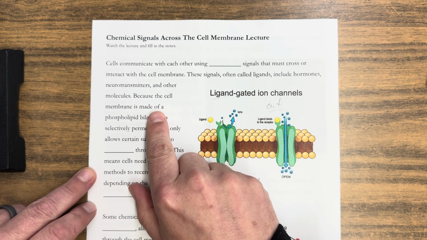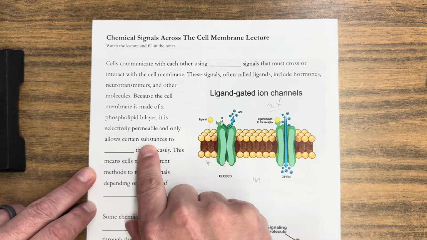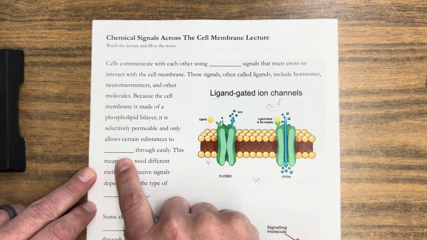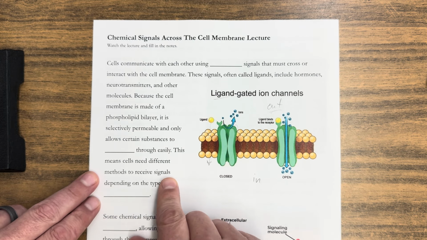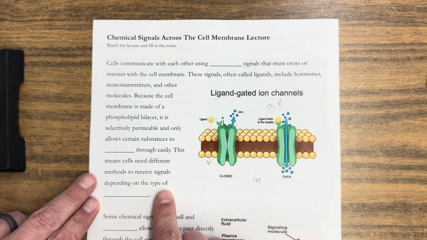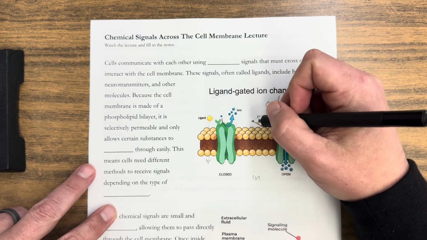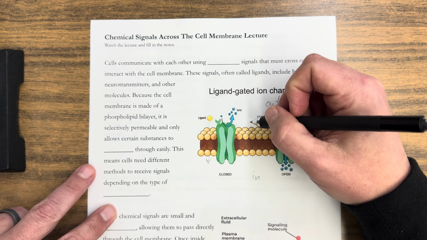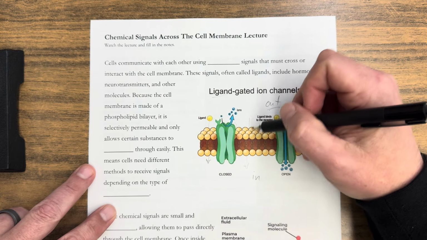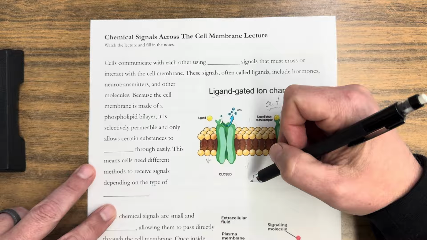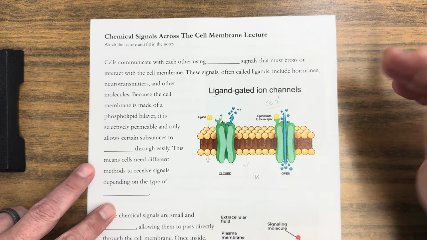Because the cell membrane is made of a phospholipid bilayer, it is selectively permeable and only allows certain substances to pass through easily. This means cells need different methods to receive signals depending on the type of molecule. So obviously, some ligands are going to be able to pass right through, and that is going to be able to continue a message on to the inside of the cell, whereas some are going to need to go through channels.